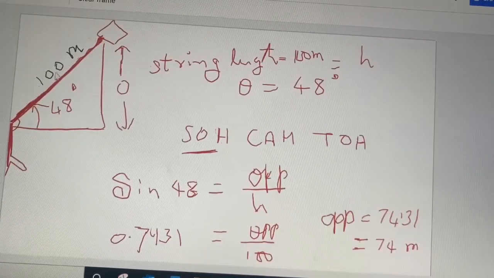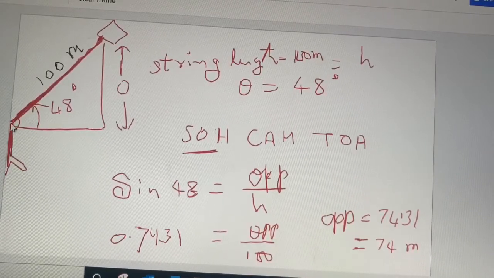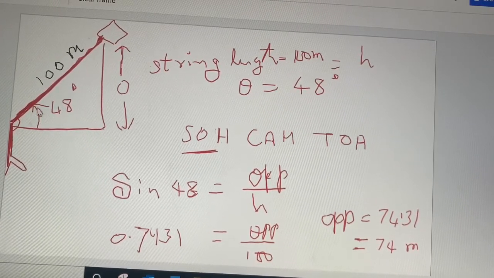Now if we draw this, here is Jane and her hand must be at this height. So we need to figure out the height of the kite. So the kite is here and this is the string. They already said in the question that the string length is 100 meters. It means from her hand, which is here, to the kite, the distance is 100 meters. And she is flying the kite at an angle of elevation of 48 degrees.